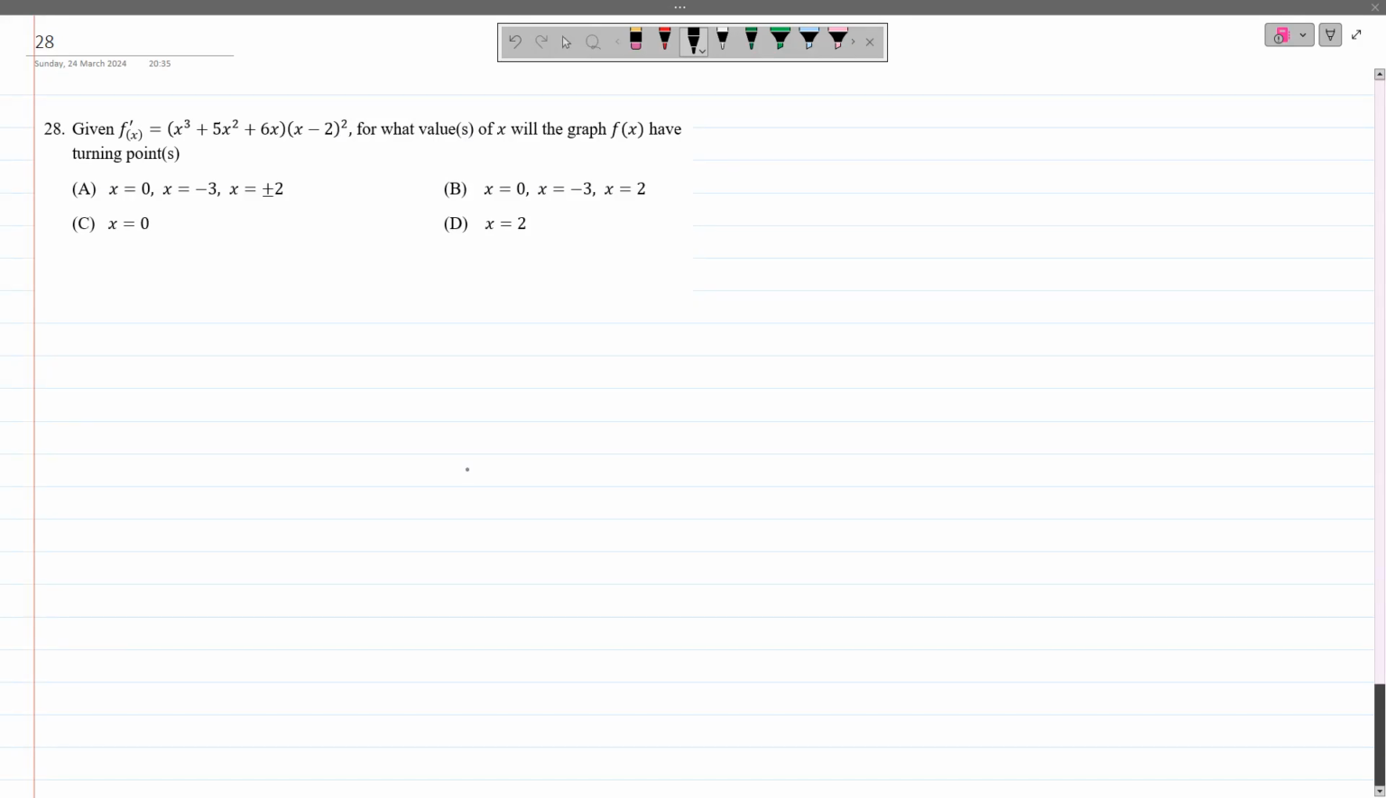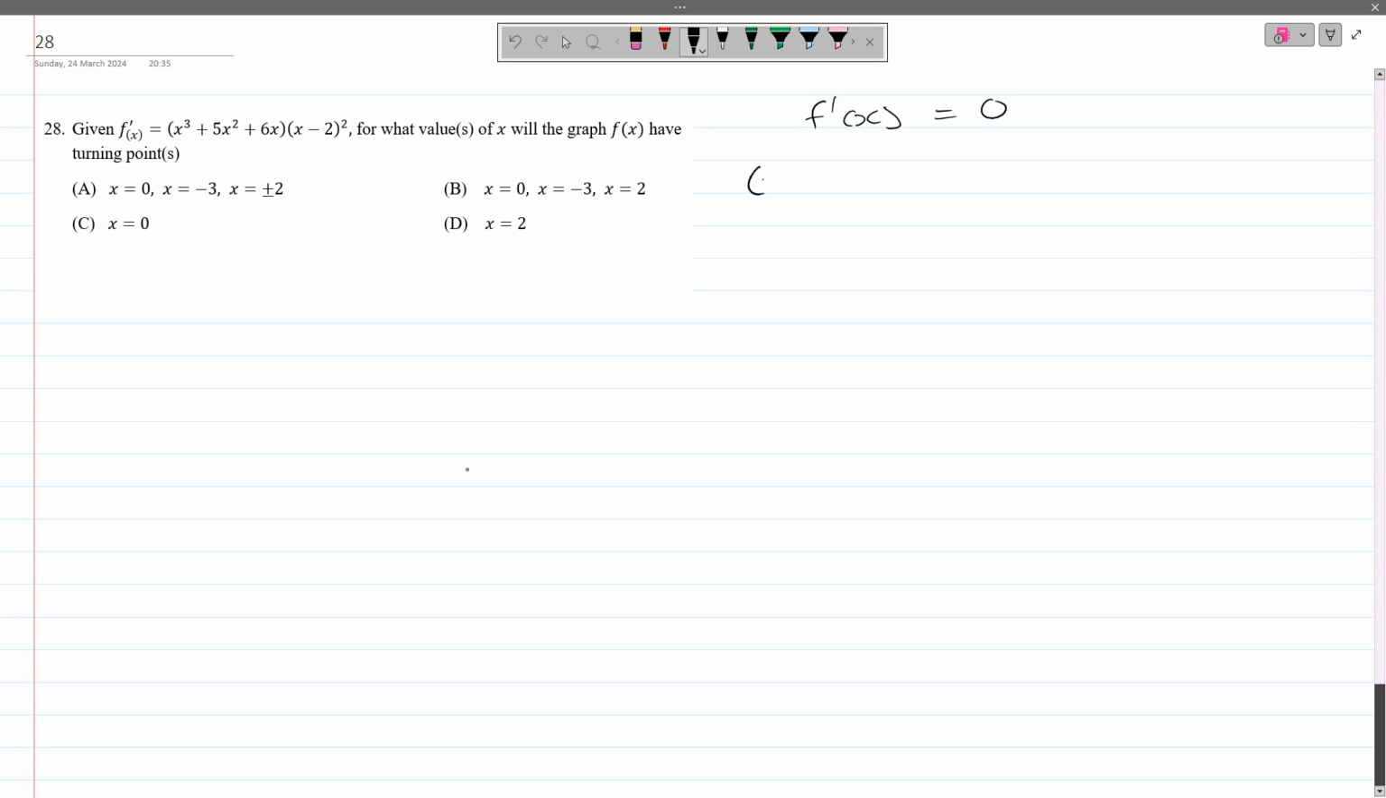Question 28 says, given the first derivative of f is equal to that function, for what values of x will the graph of f have turning points? Now, the turning points that are described when our gradient is equal to 0, also referred to as stationary points. And these points are achieved basically when we equate the first derivative to 0.